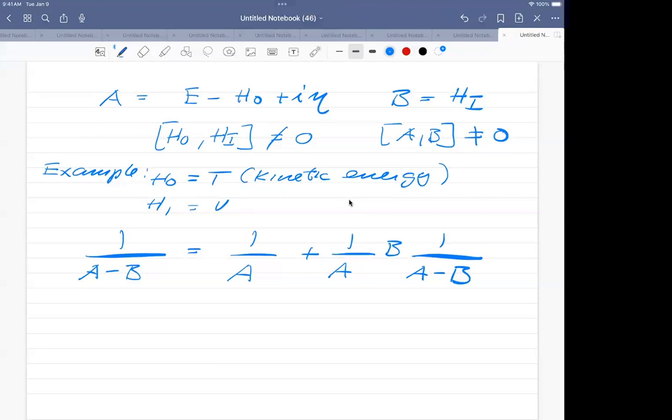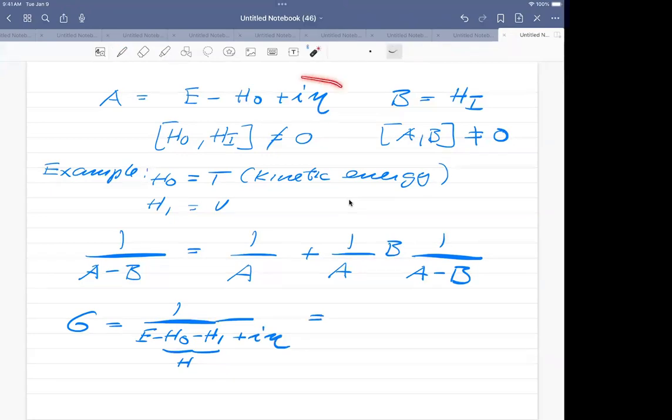So what we are going to do now is actually to use this relation here. And what we are going to say now, if you look at the Green's function, we have the Green's function, which is given by 1 divided by E minus H0 minus H of I. This is the Hamiltonian which we had, plus this I of eta. You see now that if we use these definitions which we put up here for A and for B, what we have is nothing but A minus B here.